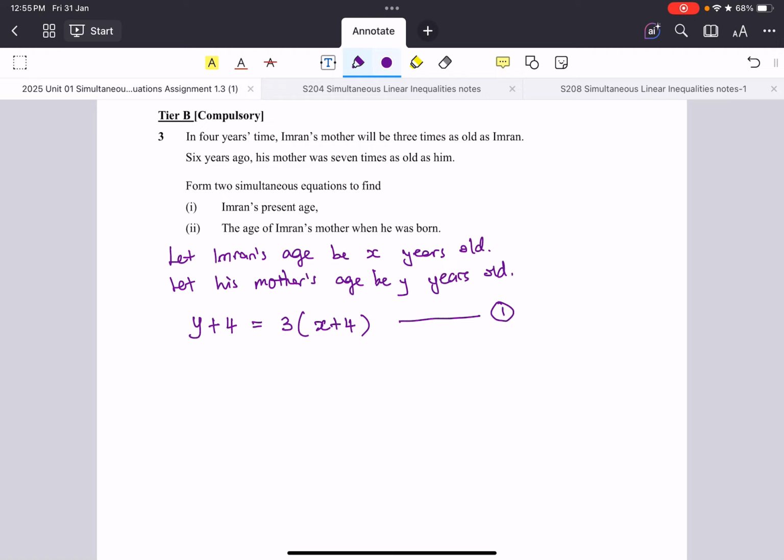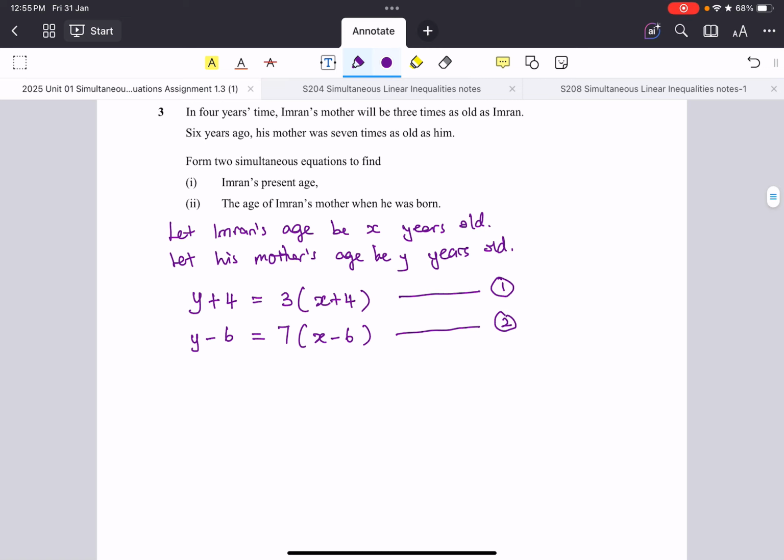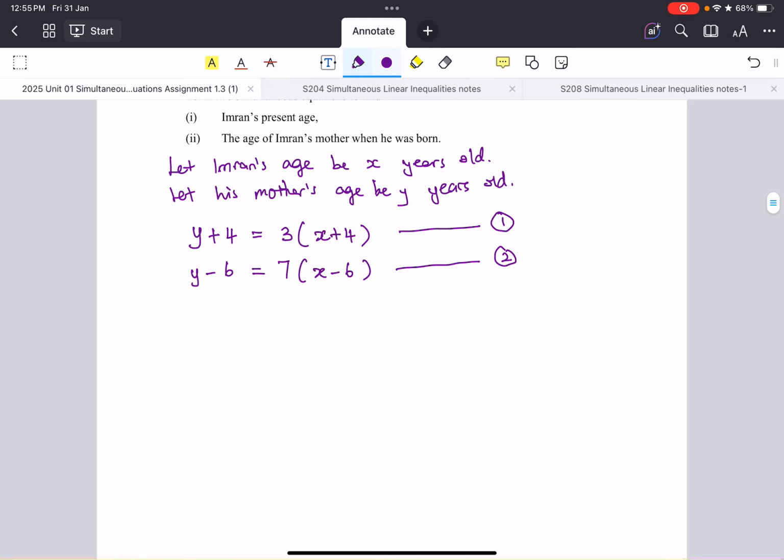Then 6 years ago, the mother's age will be Y minus 6. 6 years ago, Imran will be X minus 6. And then 7 times that. So that'll be equation 2. So we have our equation. So with the equation, now we can go ahead and try to solve this. So I'm going to begin by maybe starting from equation 1.